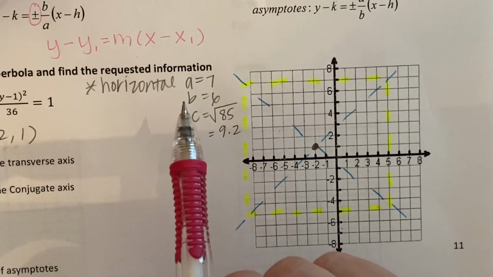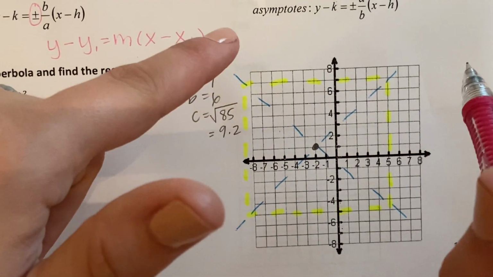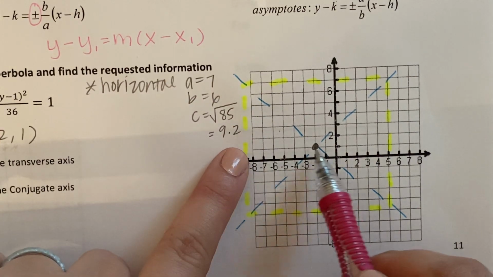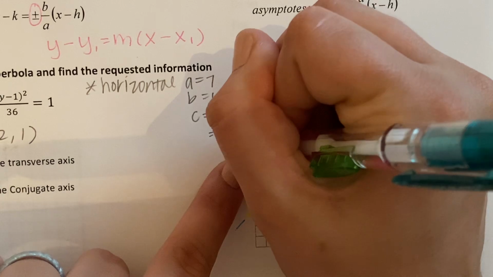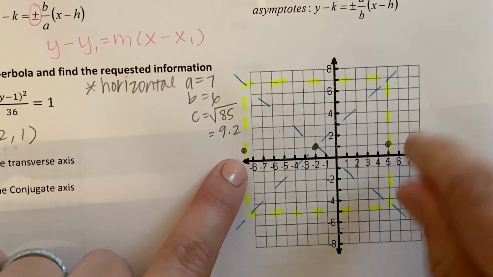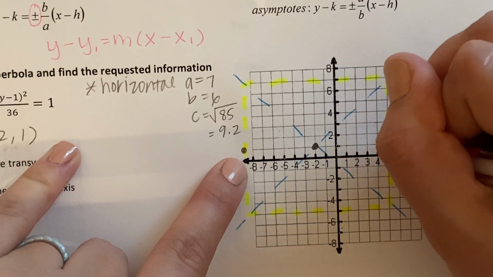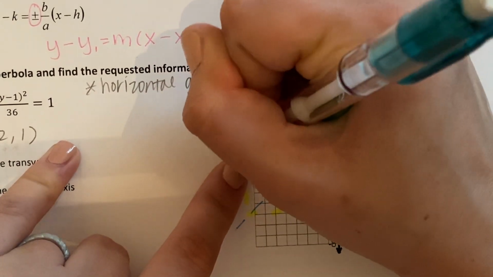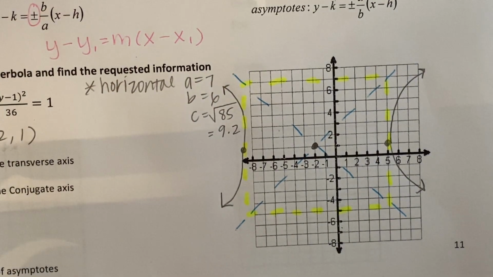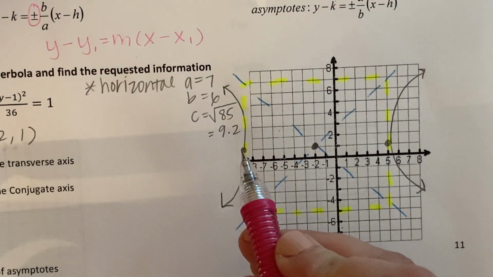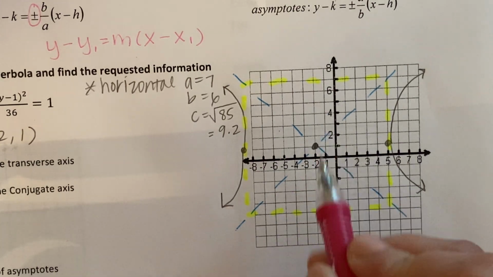And now, because this is a horizontal hyperbola, the parabola guys go on the left and the right. So I'm going to go on the same line as my center, put it on this side of the box and this side of the box. So this is where I'm going to draw my little sister parabolas. Cute. So remember, this is the transverse axis. This is the conjugate axis.